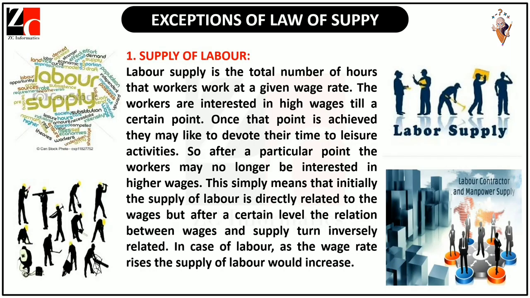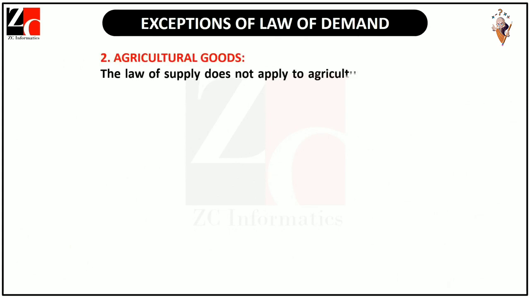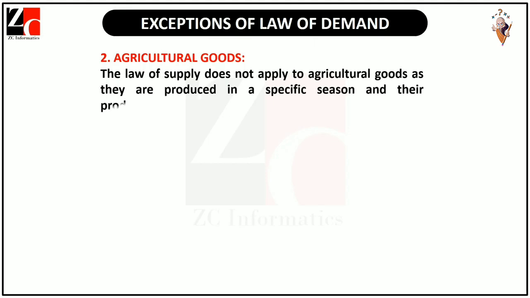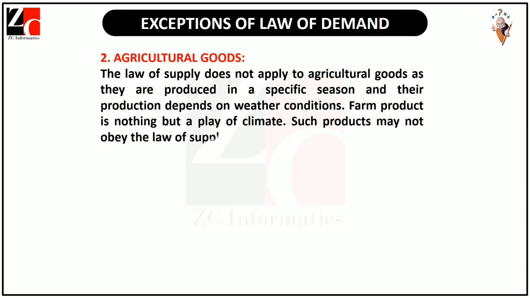Point number 2. Agricultural goods. The law of supply does not apply to agricultural goods as they are produced in a specific season and their production depends on weather conditions. Farm production is nothing but a play of climate. Such products may not obey the law of supply as they may not react to changes in prices due to heavy dependency on weather conditions.